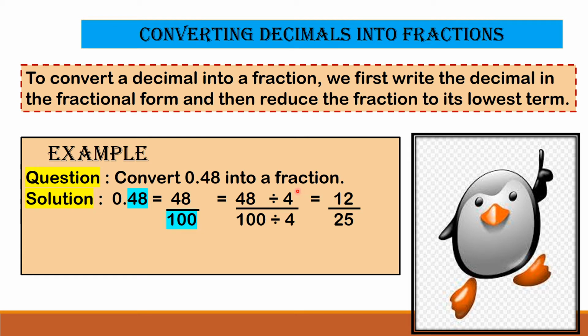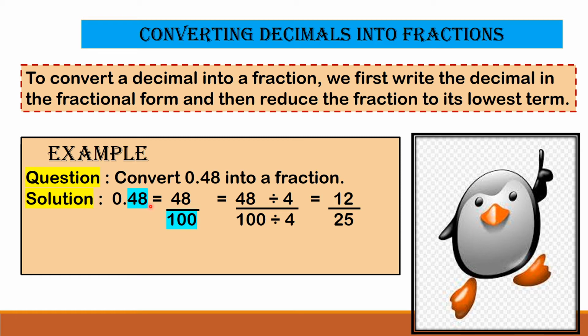How will you do it? Just see the number of digits after the decimal. Here you can see the number of digits after the decimal point is 2. So it will be 48 by 100 because 100 has 2 zeros. So if you convert 0.48 into a fraction, it will be 48 by 100. The number of digits after the decimal decides the number of zeros after 1. 1 and 2 zeros because there are 2 digits after the decimal.